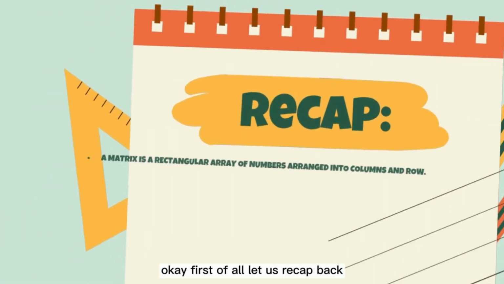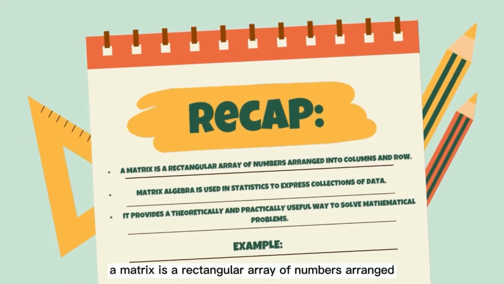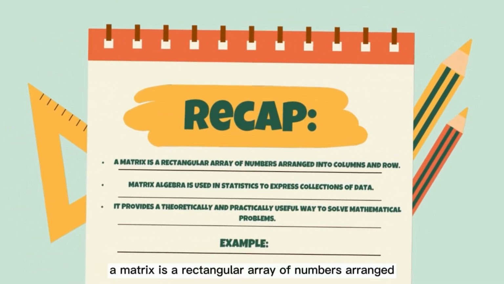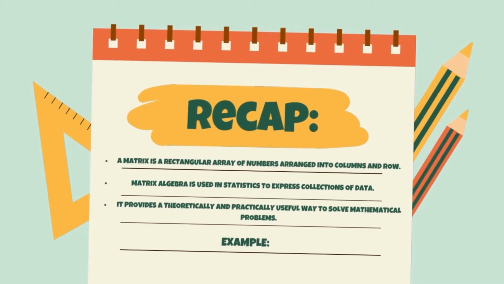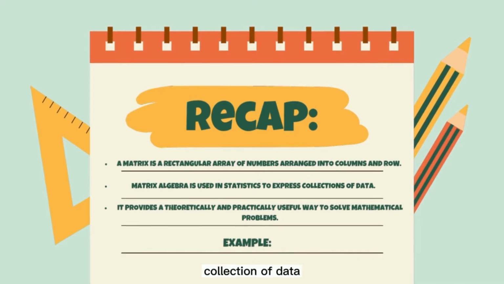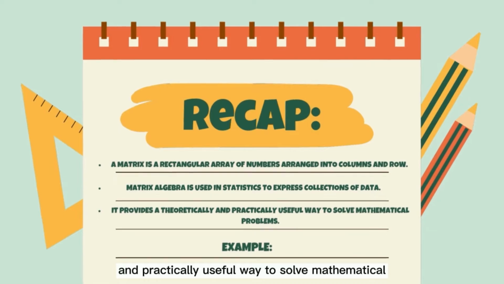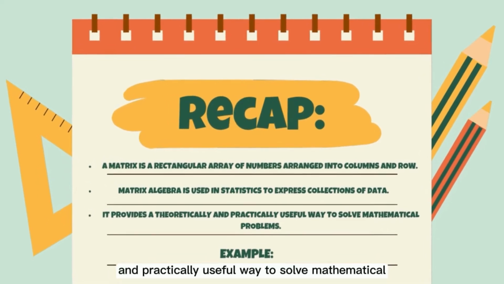Okay, first of all, let us recap. What is a matrix? A matrix is a rectangular array of numbers arranged into columns and rows. Secondly, matrix algebra is used in statistics to express collections of data. Thirdly, it provides a theoretically and practically useful way to solve mathematical problems.